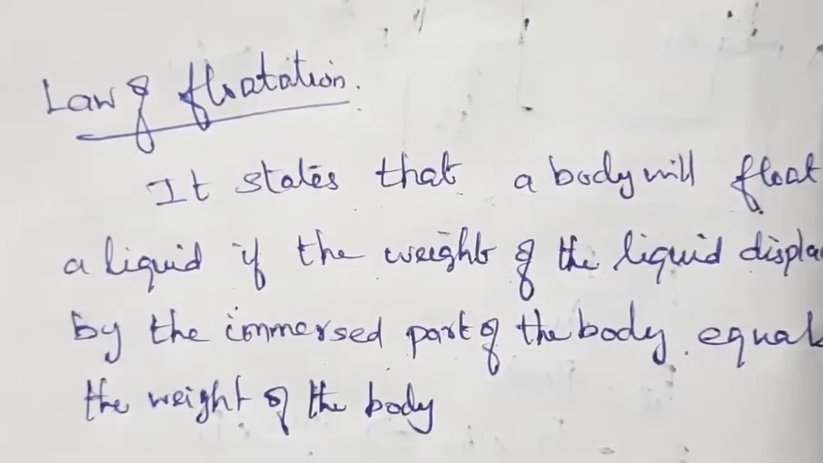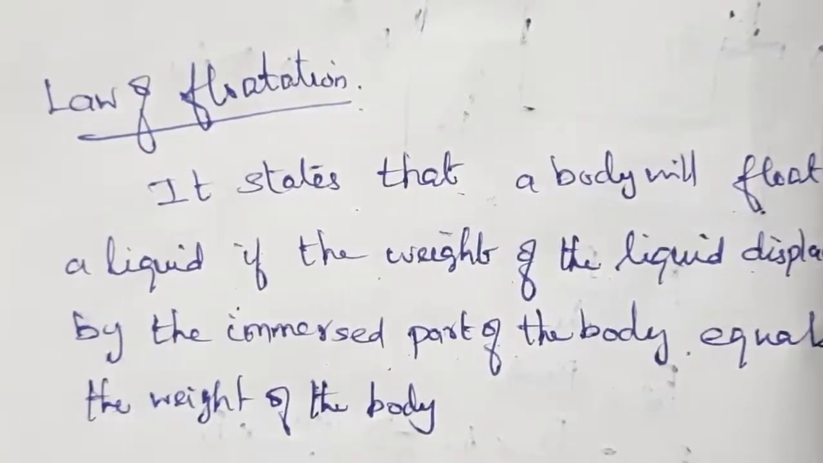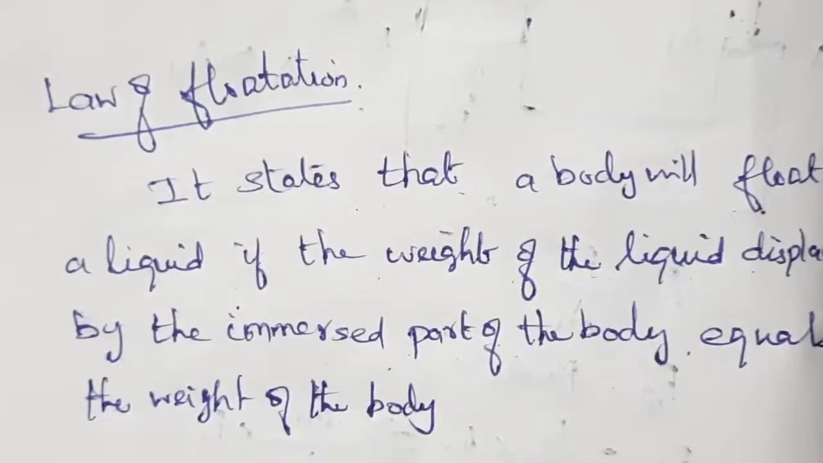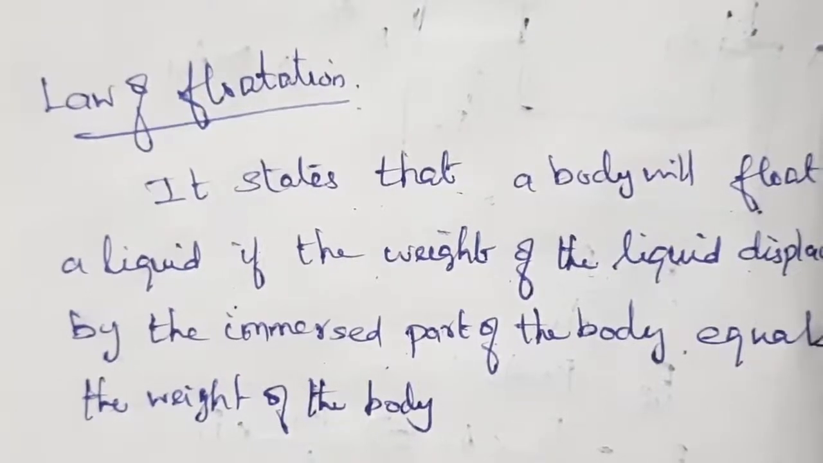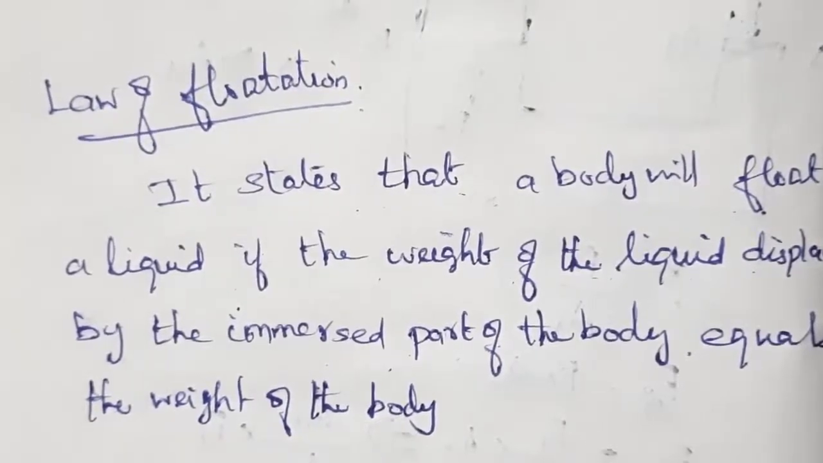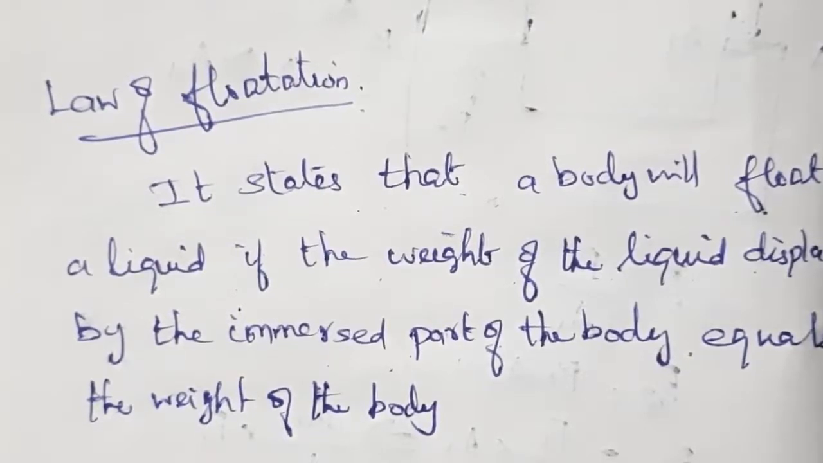Example: an object that has a weight of 500 kilograms floats in water. So how much water does it displace? The same amount, 500 kilograms of water. Understand? If an object weighing 500 kilograms floats in water, it displaces 500 kilograms of water.